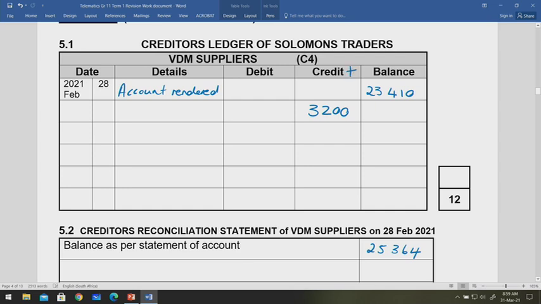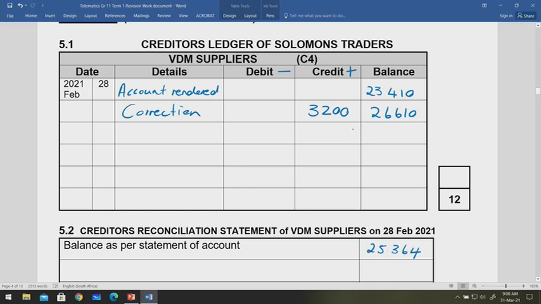Remember, credit is plus in this case, and debit is minus. And this was a correction of an error. So we subtracted from VDM instead of from KZN. So now we add to VDM, and we're going to subtract from KZN. 23,410 plus the 3,200 will give you a new balance of 26,610.